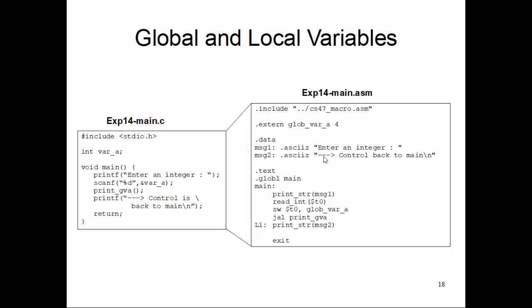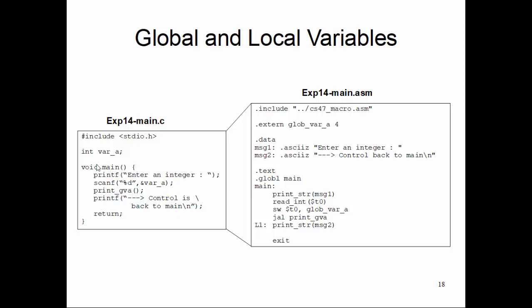All right, so let's try to correlate between the assembly and the top level program if it is written in C. So what we are doing here is using a global variable called integer var a. Then in this main program, we print "enter an integer", we scan for that in the variable a, then we call some function called print_gva, print global variable a, and then we print "control is back to the main".